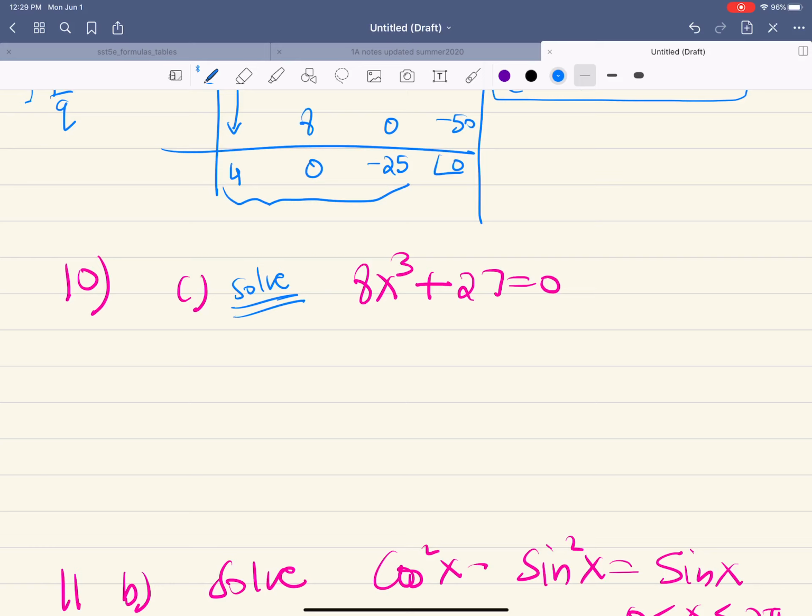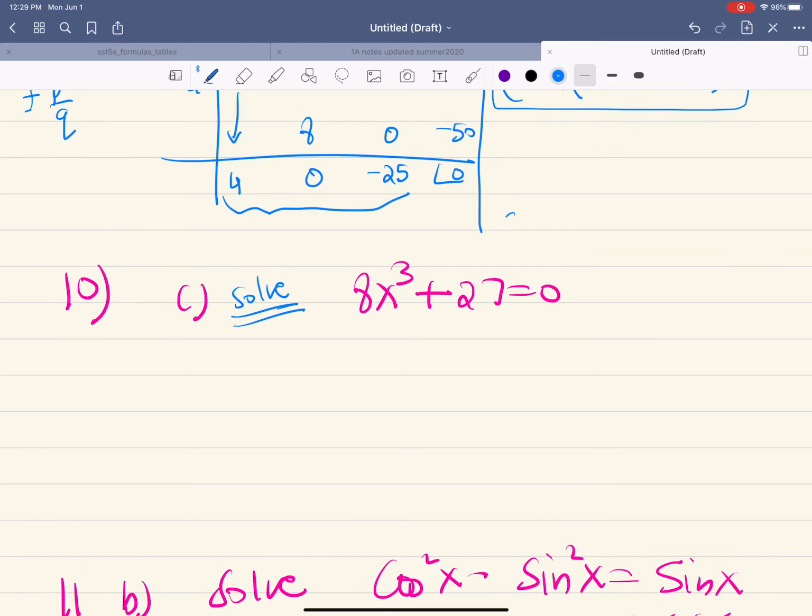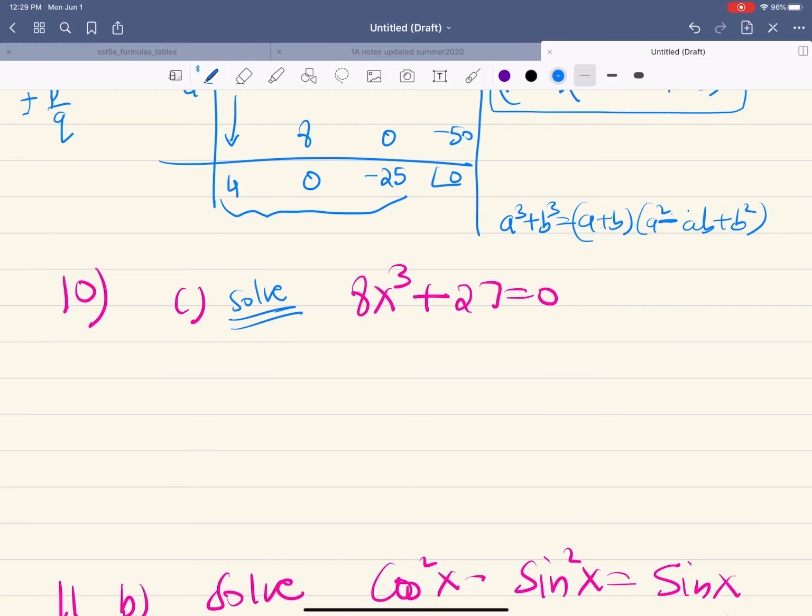How do you factor the sum of cubes? If you recall, a cubed plus b cubed is a plus b, and then a squared minus ab plus b squared. Sum of cubes formula. Okay. Sum and difference of cubes, we have seen these before. Actually, this is going to be a negative here. It's SOAP formula, if you remember: same sign, opposite, always positive. Okay, so I'm going to write these two terms as perfect cubes. 2x to the third power plus 3 to the third power equal to 0.